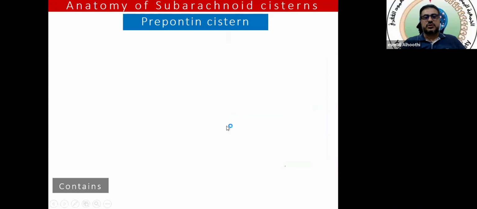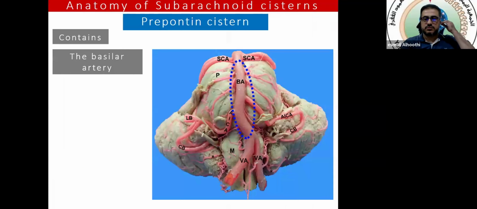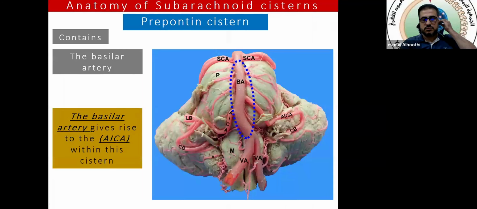The content of the prepontine cistern is the basilar artery. The basilar artery is formed at the junction of the premedullary cistern and the prepontine cistern, and passes through this cistern superiorly and gives rise to the ICA within this cistern.